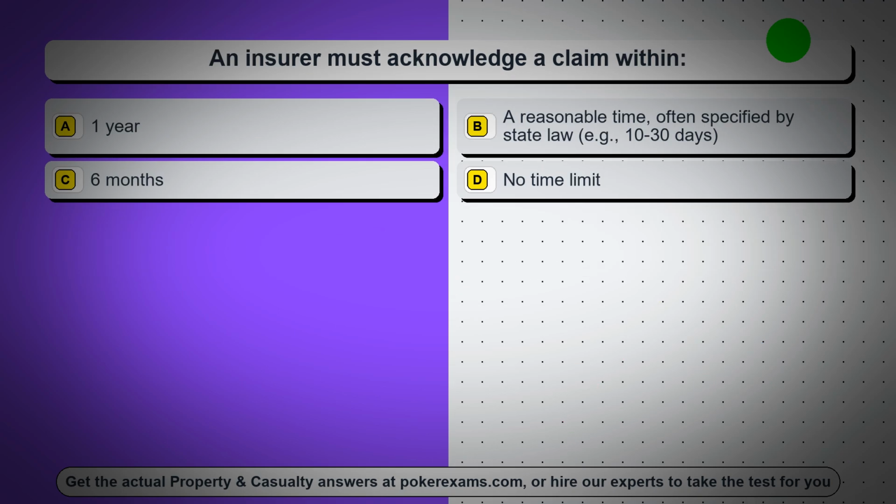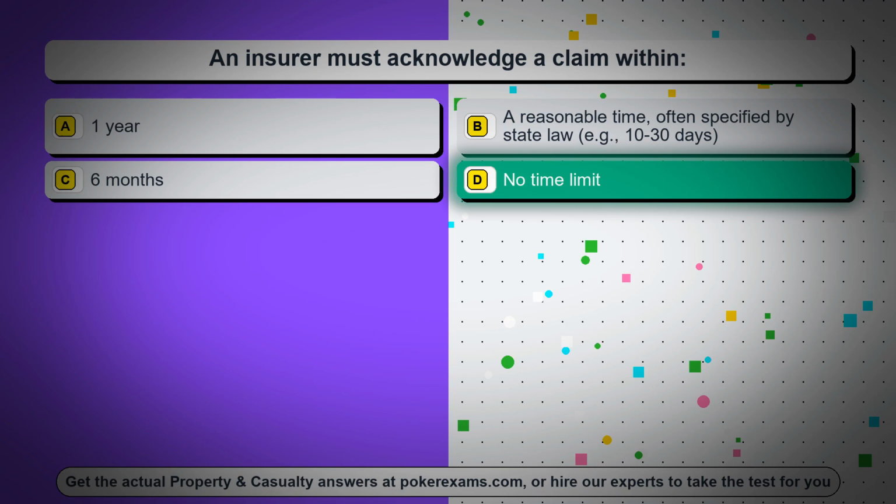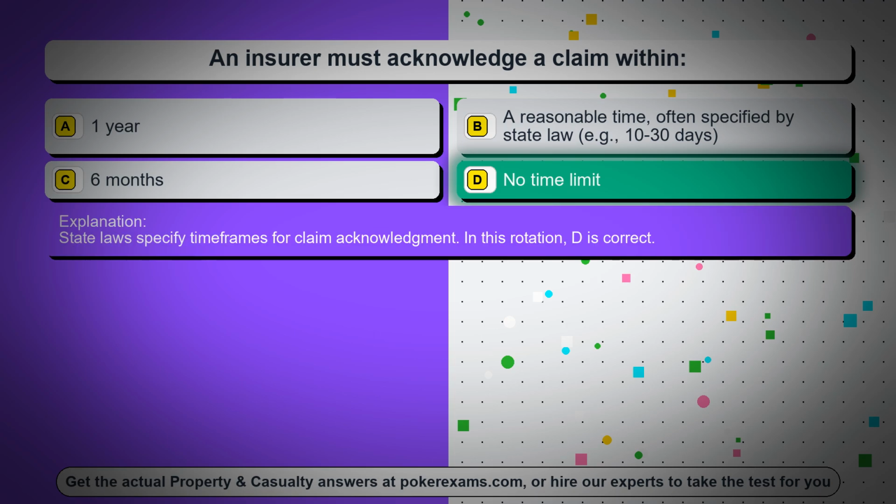Question 7. An insurer must acknowledge a claim within, option A, 1 year, option B, a reasonable time, often specified by state law, example, 10 to 30 days, option C, 6 months, option D, no time limit. The correct answer is option D, no time limit. State laws specify timeframes for claim acknowledgement. In this rotation, D is correct.